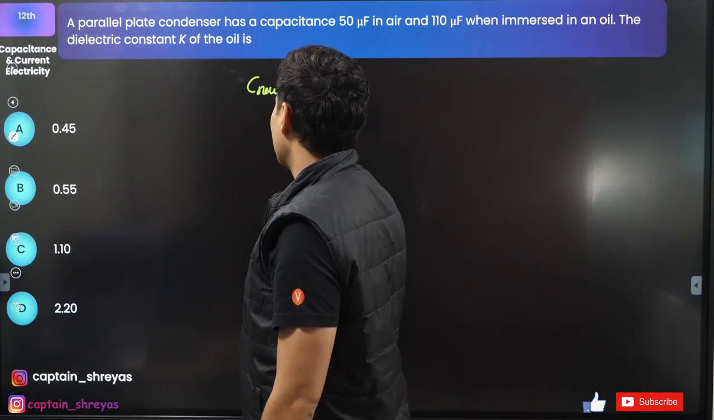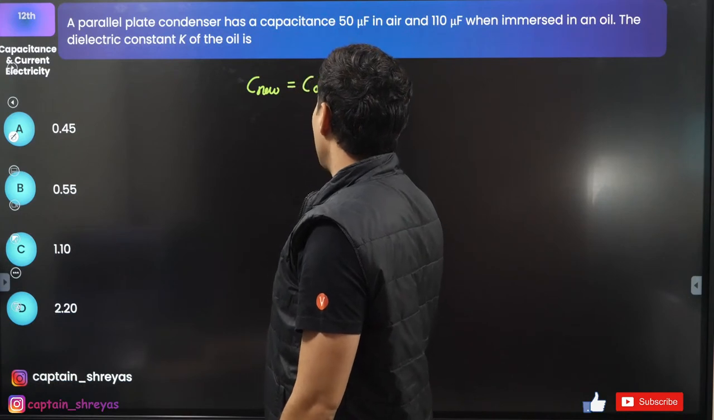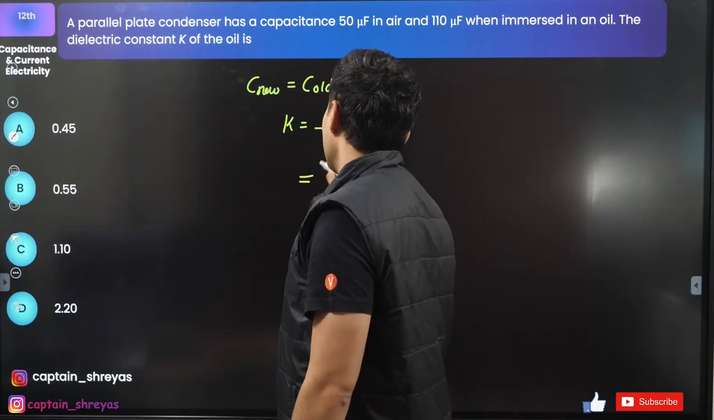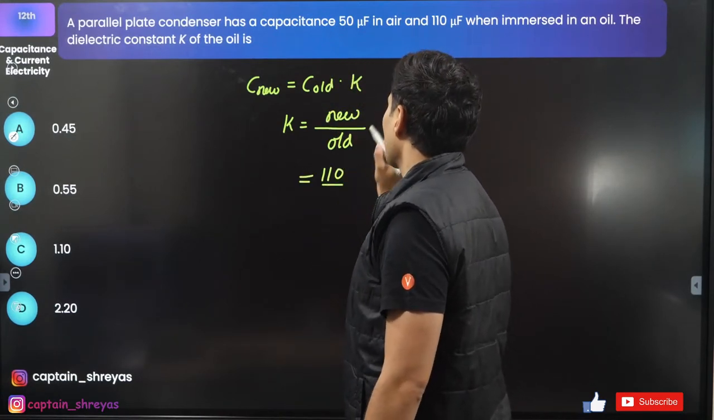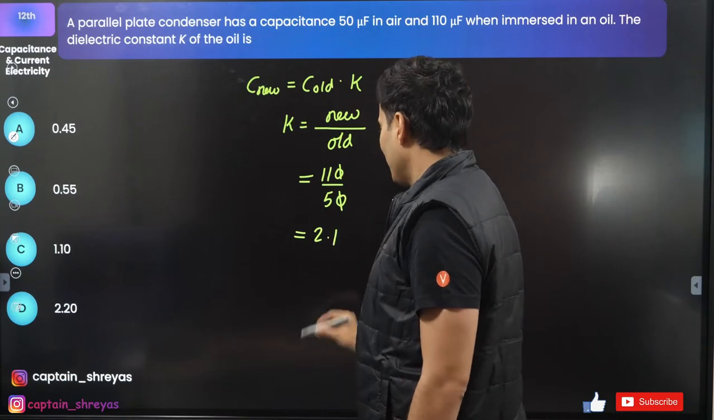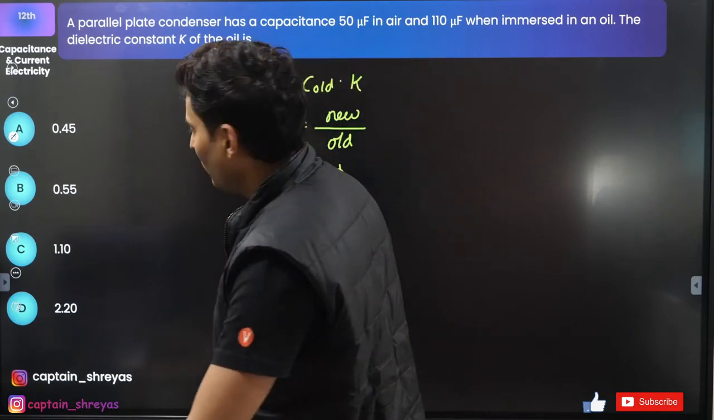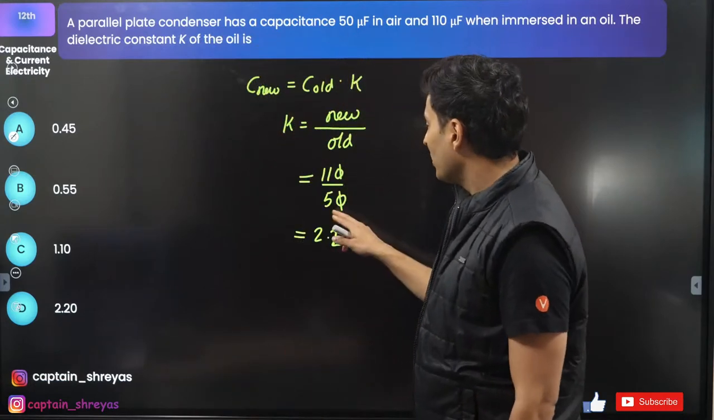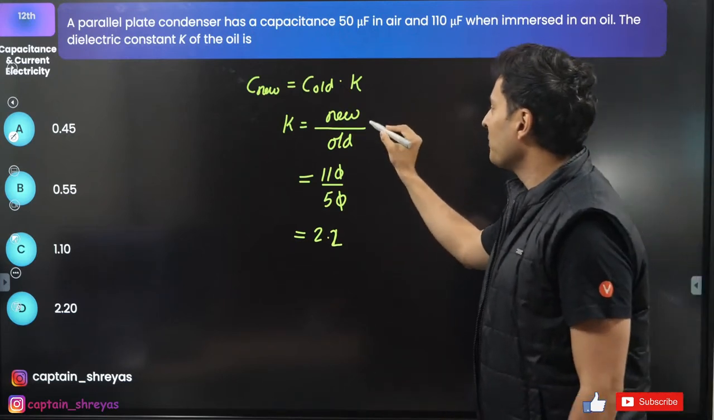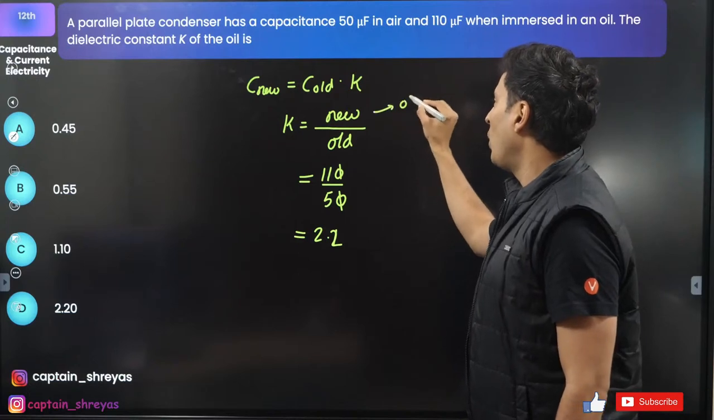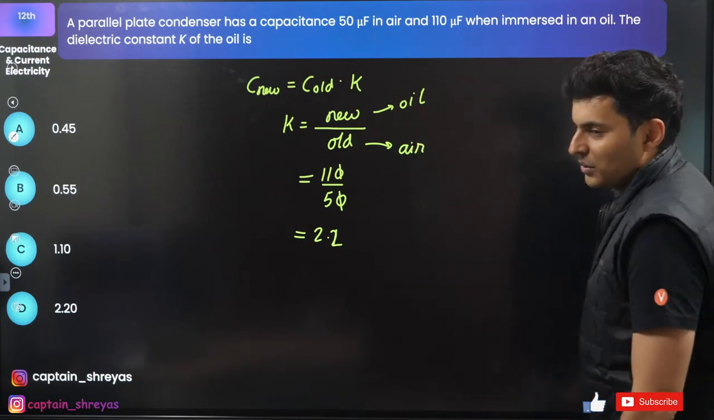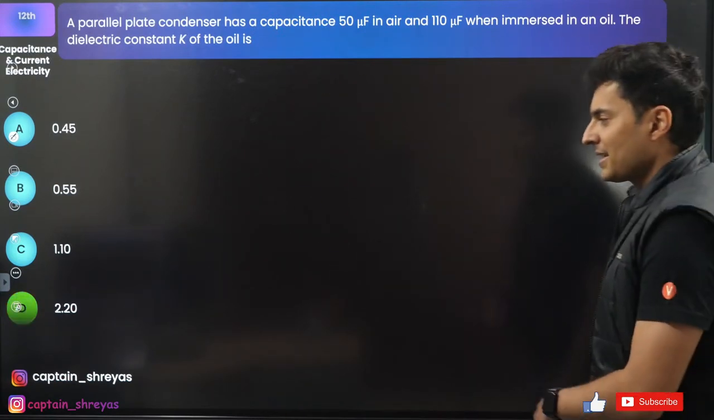The new capacitance is always the old capacitance multiplied by K. So K is basically the new capacitance divided by the old capacitance. In that liquid, it is 110. In the air, it is 50. So how many times will it go? 2.2? No, not B, guys. See if you made a mistake. It's not 50 by 110. It is 110 by 50. So the new one, the one in the medium, upon the one in air. This is the one in oil, and this is the one in air or vacuum. So that's how it goes. Yes, option D. Perfect. Excellent.